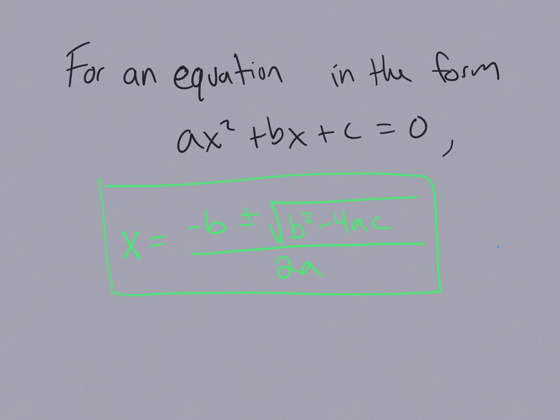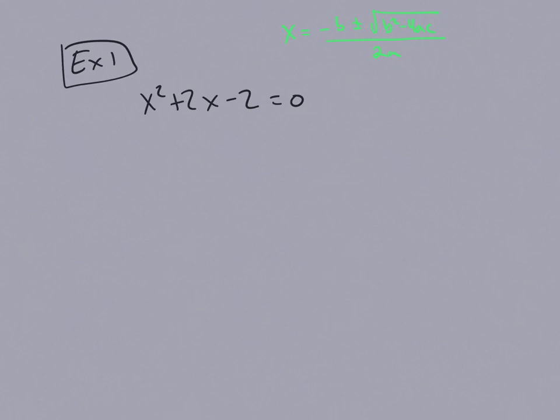So let's do a couple example problems, like what does it look like when we use this? Okay. So example 1 here, and I've got the formula up on the top. Good idea to always write that down. Example 1 is x squared plus 2x minus 2 equals 0. Okay.